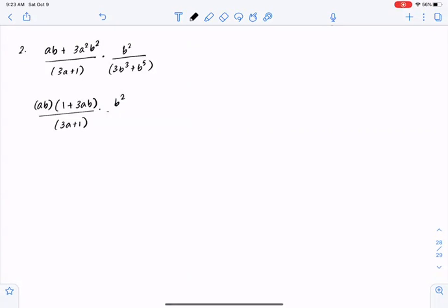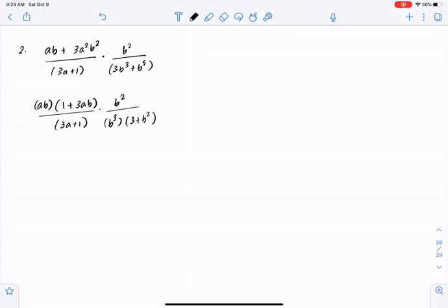The numerator is b squared. In the denominator, I have b cubed and b raised to 5. Between the two, b cubed is common. So if I pull b cubed out, I'll have 3 plus b squared.